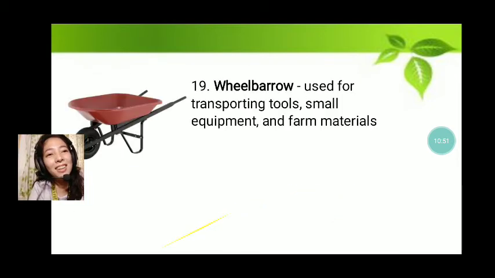Okay, and then we have the wheelbarrow. So what is the use of the wheelbarrow? A wheelbarrow is used for transporting tools, small equipment, and farm materials. So if it is too heavy for you to carry, you can use the wheelbarrow to transport the farm materials so that it is easier and faster.